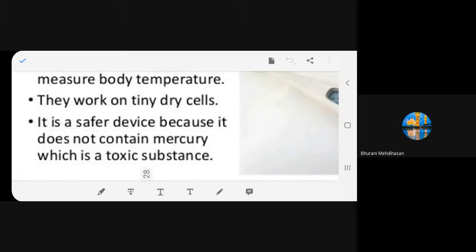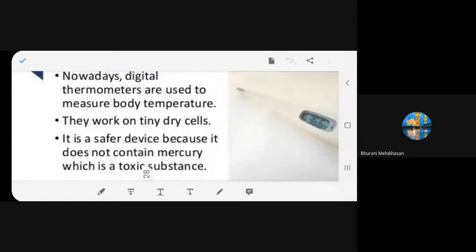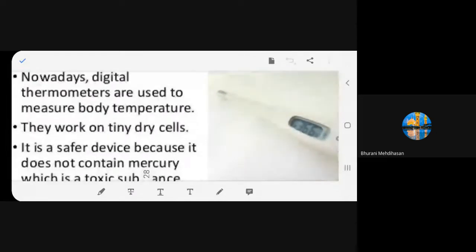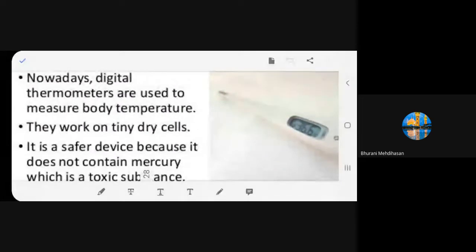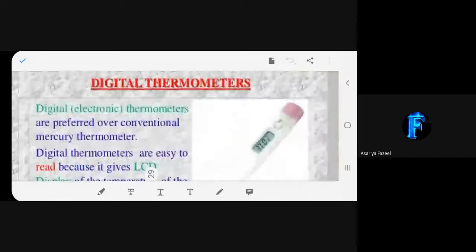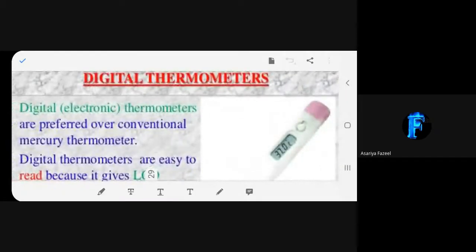That is the advantage of the digital thermometer. You want to ask me any question regarding this? No, ma'am. So how many thermometers did we do, beta? Three. Clinical, laboratory, and digital. Right, beta?